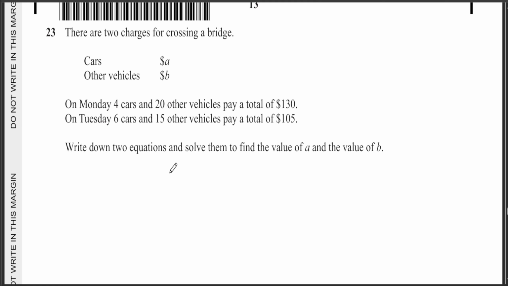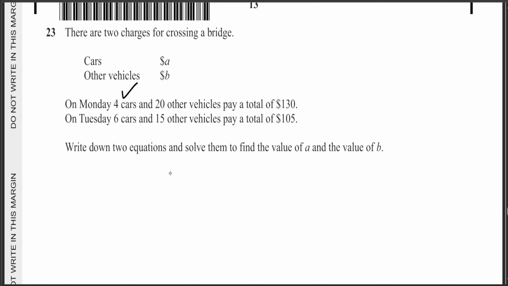Okay, there are 2 charges for crossing a bridge. Cars A pounds, other vehicles 3 pounds. On Monday, 4 cars and 20 other vehicles pay a total of 130 pounds. On Tuesday, 6 cars and 15 other vehicles pay a total of 105 pounds. Write down 2 equations and solve them to find the value of A and the value of B.